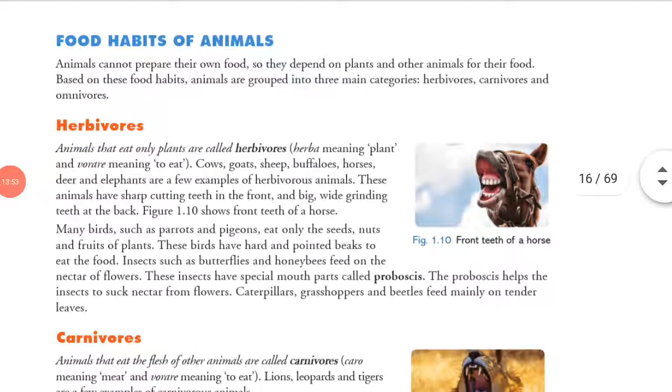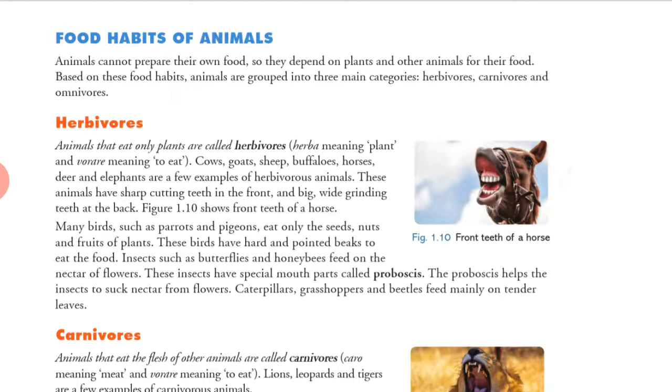Now food habits of animals. Animals cannot prepare their food by themselves, we all know. They are also in the category of heterotrophs. So they depend on plants and other animals for their food. Based on these food habits, animals are grouped into three main categories: herbivores, carnivores, and omnivores. Okay.